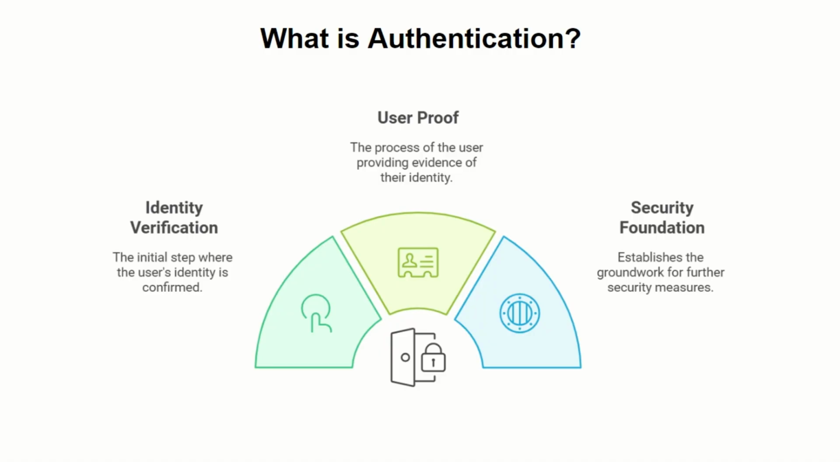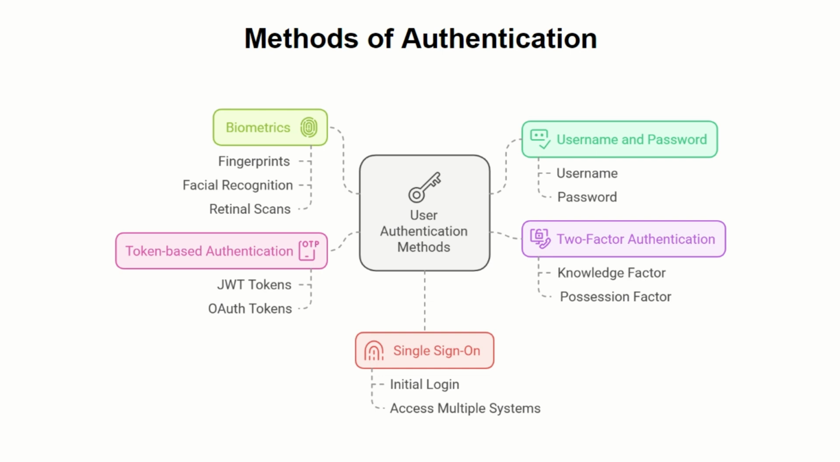Basically, authentication is a process of verifying the identity of a user, system, or entity. It's the first step in a security process where a user proves that they are who they claim to be. The methods of authentication are, first, username and password. It's the most common form where users provide a username and password. The system checks if these credentials match those stored in the database.